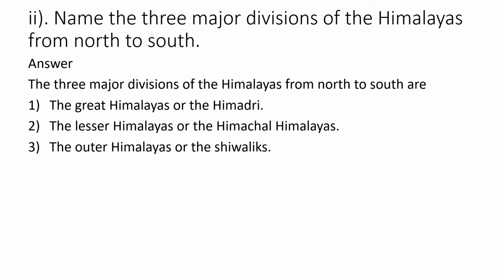Second part is, name the three major divisions of the Himalayas from the north to south. Answer is, the three major divisions of the Himalayas from the north to south are the Great Himalayas, also called Himadri, the Lesser Himalayas, also called Himachal Himalayas, and the Outer Himalayas, also called Shivaliks. So you can learn both the names.